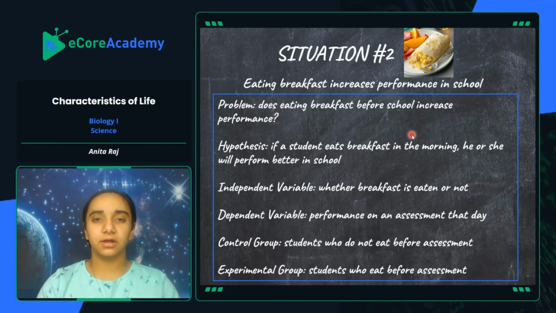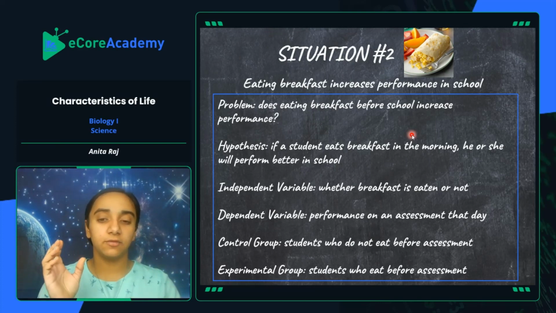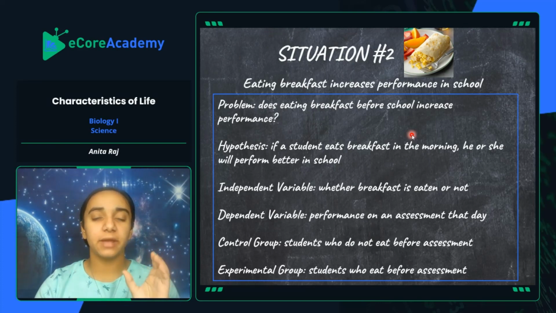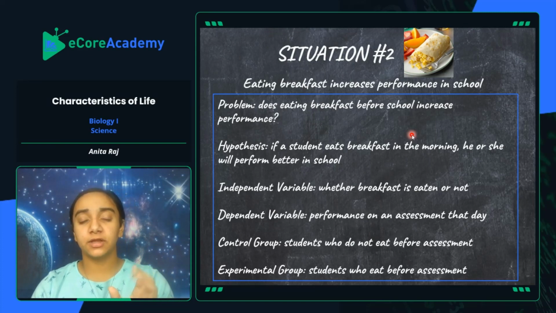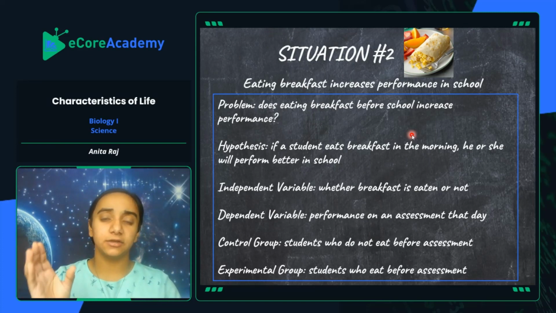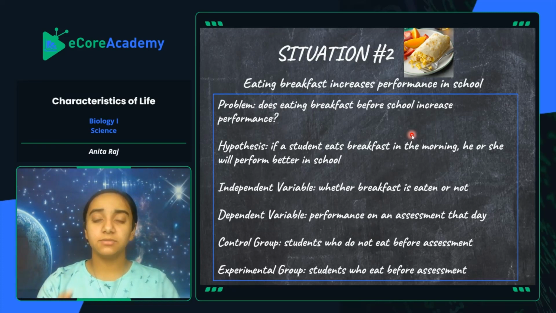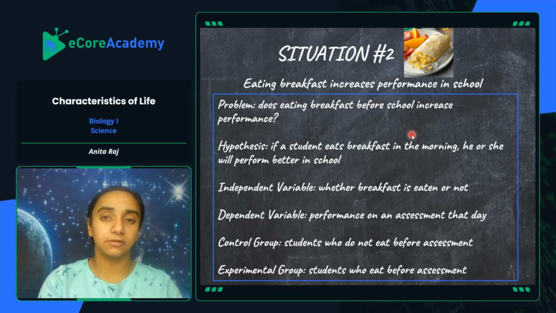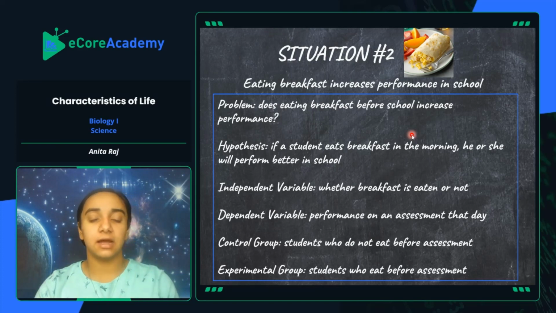So maybe I have a class of 30 students, and I split them into group A and group B. I have group A eat breakfast every morning before they come to school, and I have group B individuals not eat breakfast before coming to school. So in this case, I'm changing whether they eat breakfast or not. That's why the independent variable is whether breakfast is eaten or not eaten. That is what I, as the teacher, am changing.